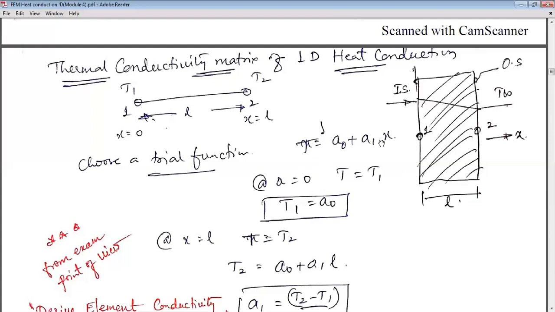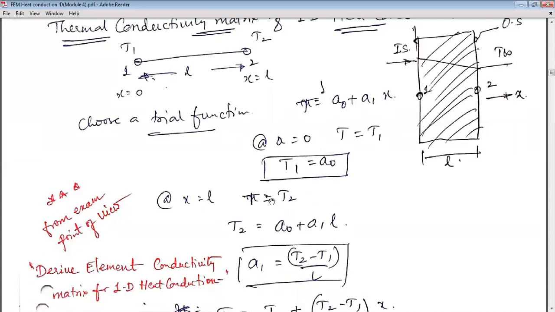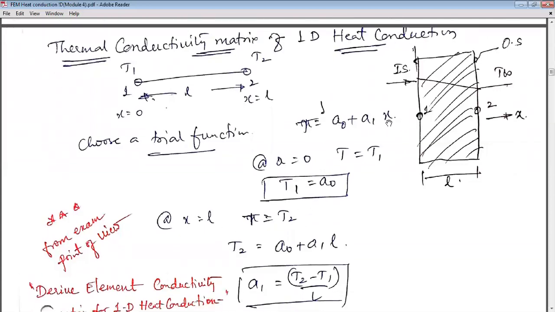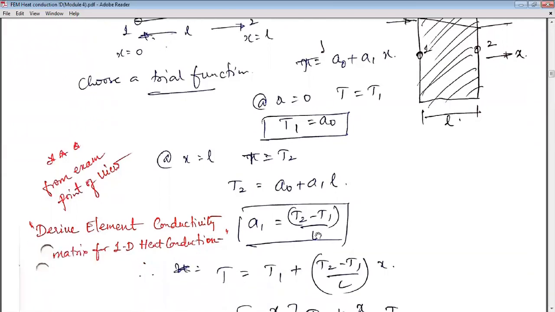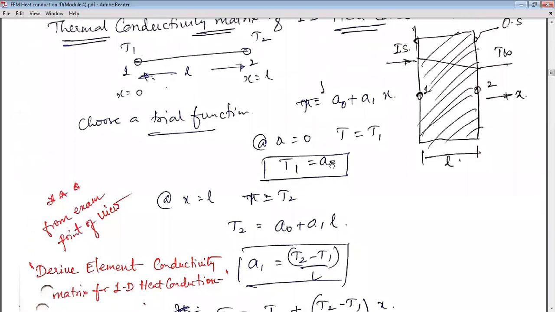When you substitute x equals 0, this term will vanish. So T equals T1, and a0 will become T1. Similarly, at x equals L, T equals T2. Simply substitute x as L and T as T2. So you have T2 equals a0 plus a1 L. You know a0 is T1, so substituting it you can easily get the value of a1, which is (T2 minus T1) by L. That's it. Now go back and substitute the a0 and a1 expressions in the trial function.